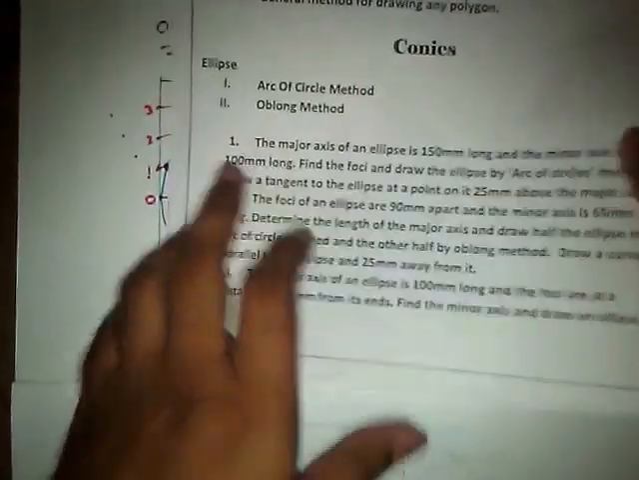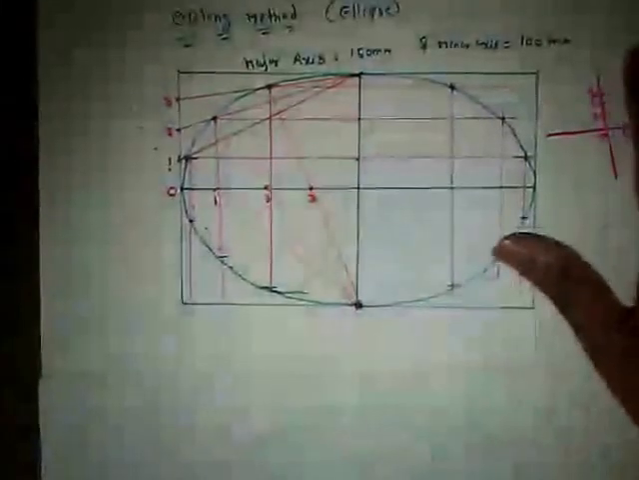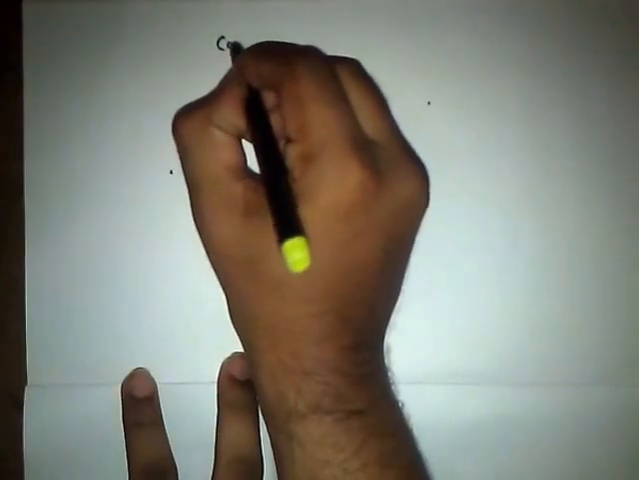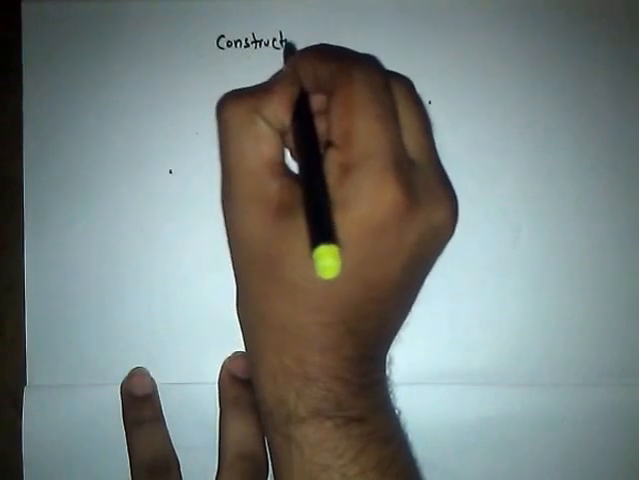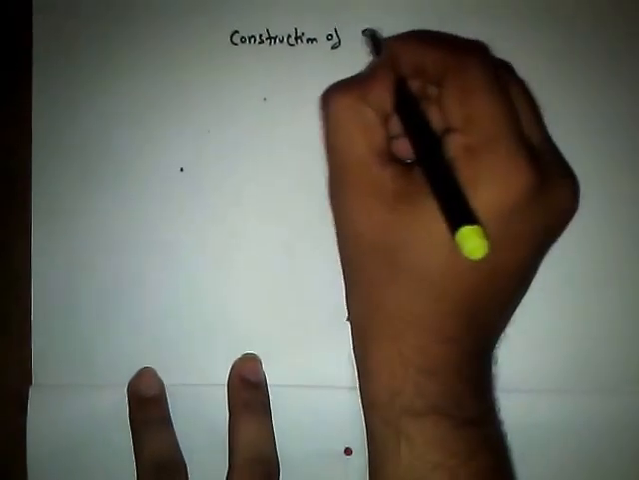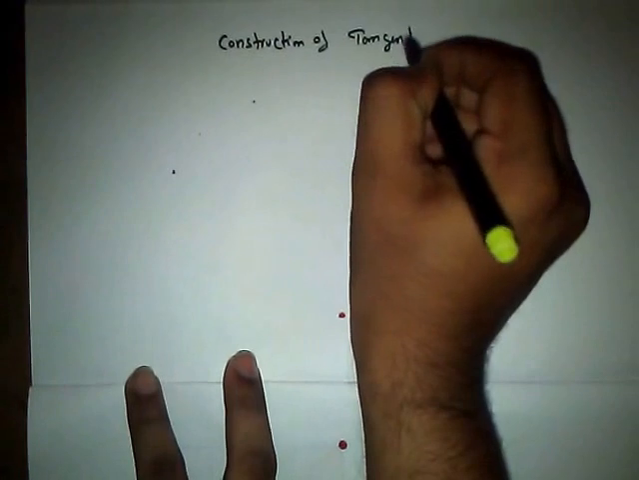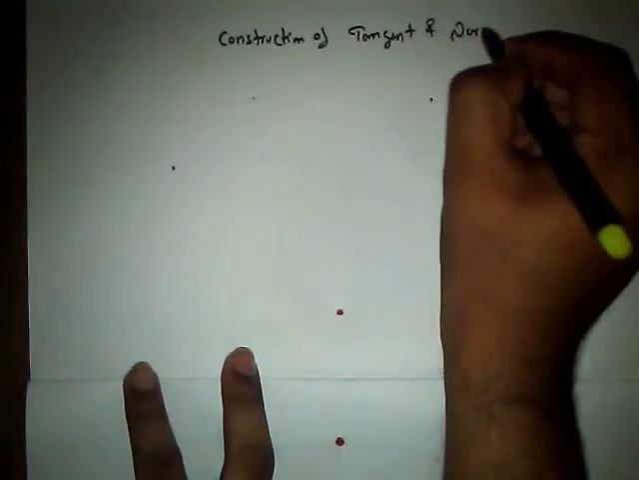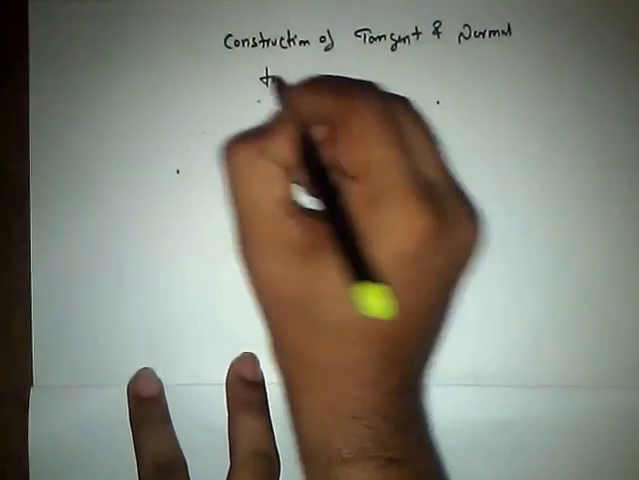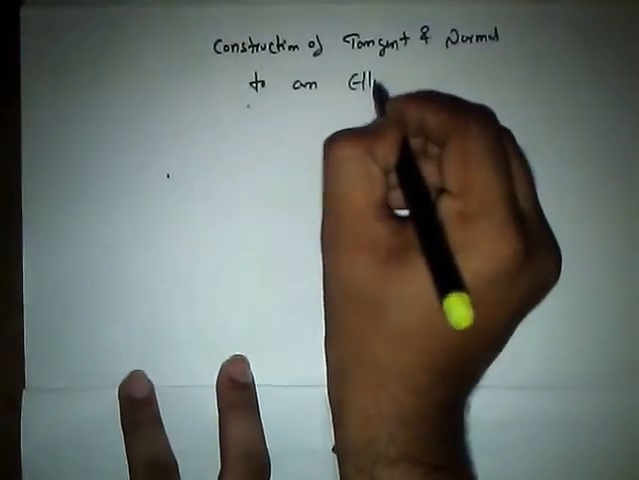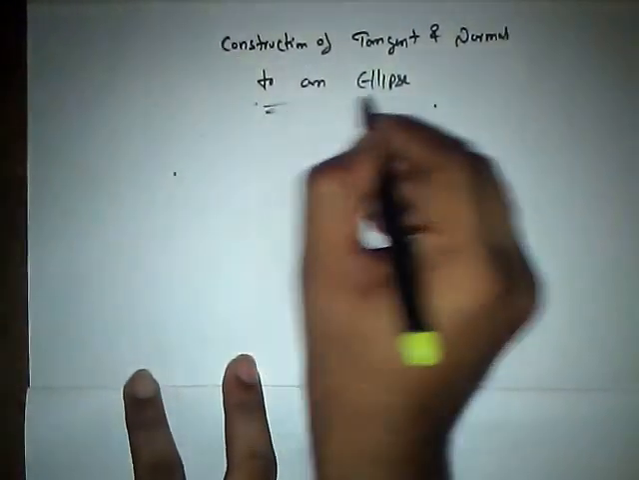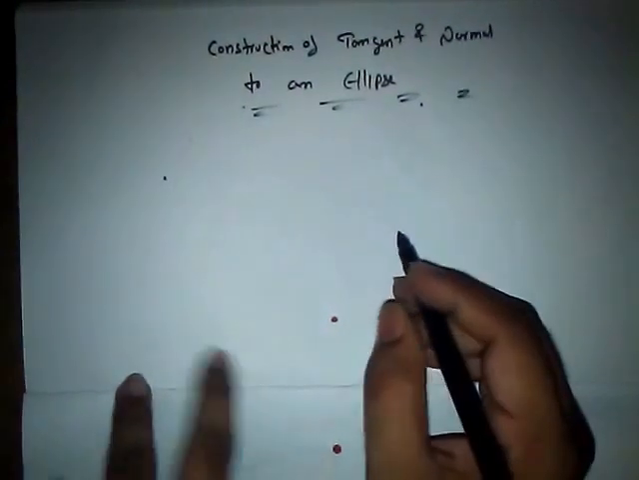First we shall see the method, then we shall discuss the next topic. So, construction of tangent and normal to an ellipse. What is the actual method?